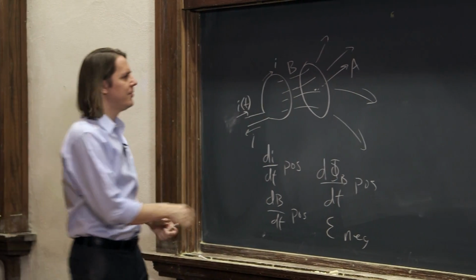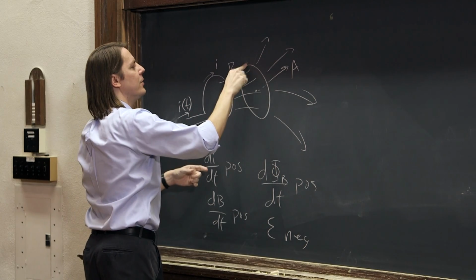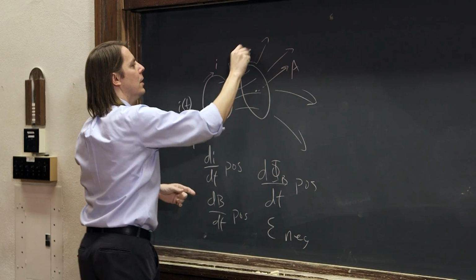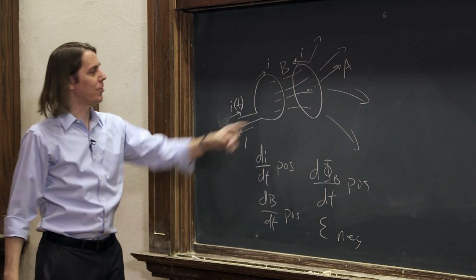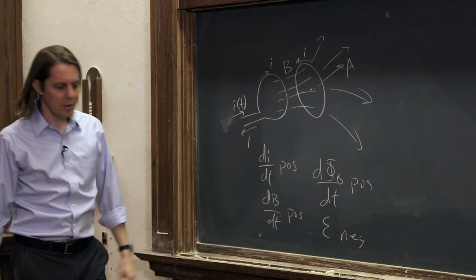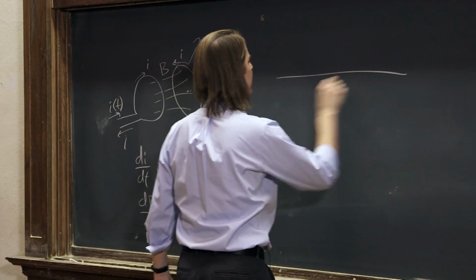Let's see, so if the EMF is negative, then this is the way around that gives you the positive A, so the current will go that way. So the current induced is the opposite direction as the current that did the inducing. So we'll see more things like that later. There's lots of ways to do this.